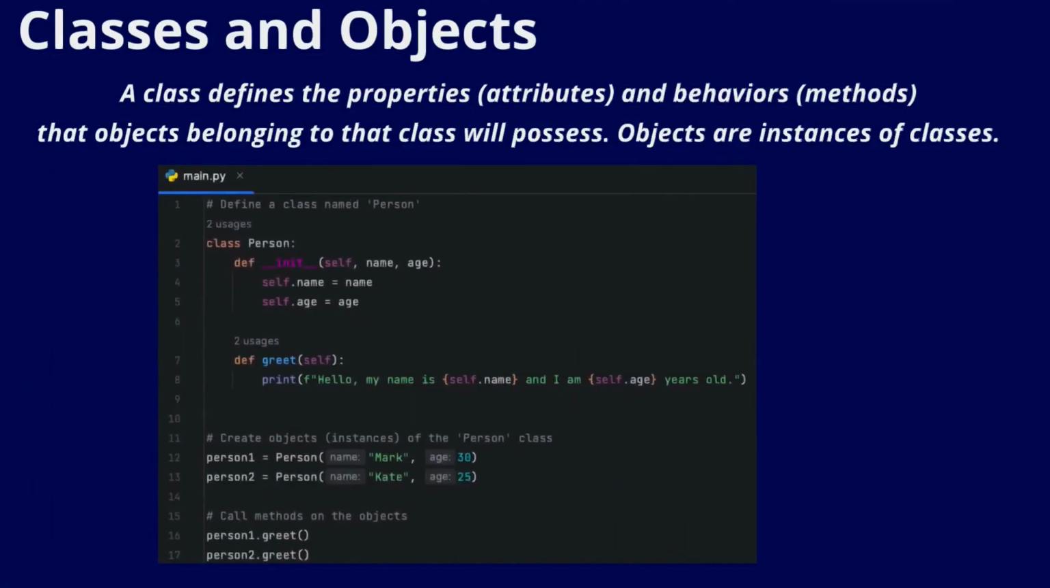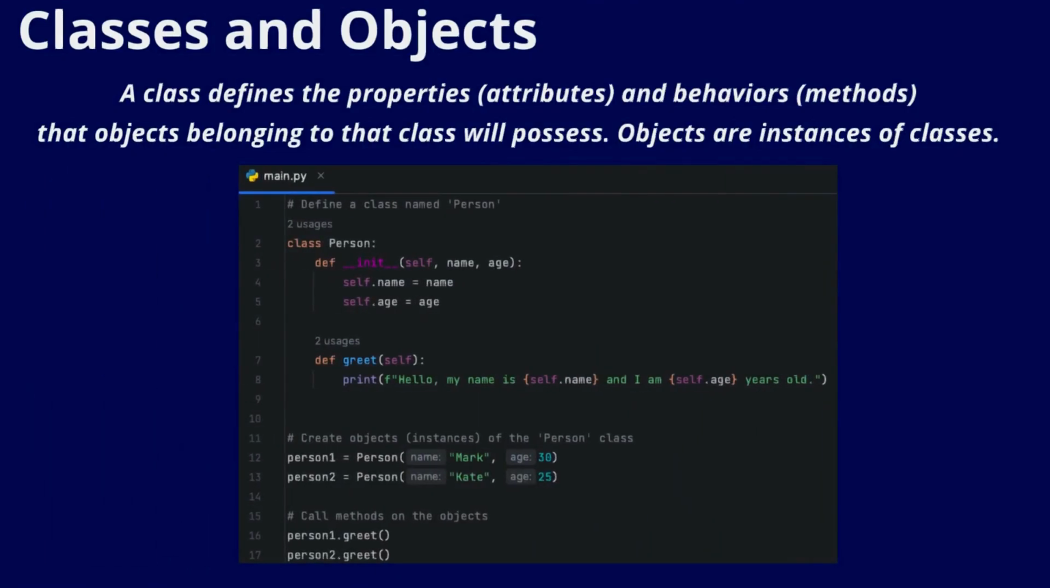A class defines the properties, attributes, and behaviors, methods, that objects belonging to that class will possess. Objects are instances of classes. Instances of a class can be created by using its name, followed by parentheses. Classes can be public, private, protected.